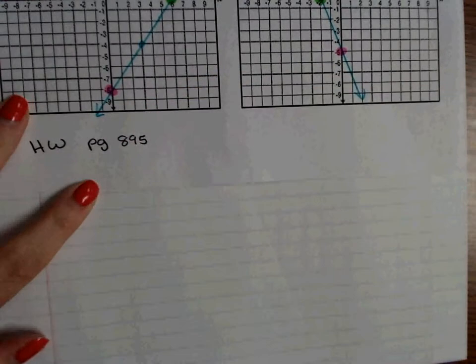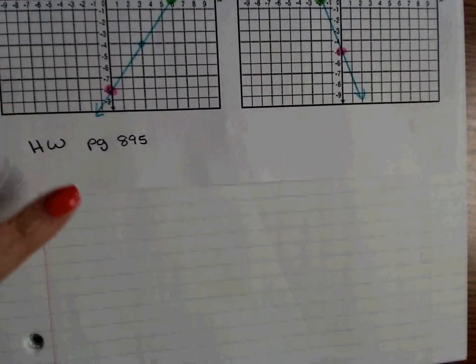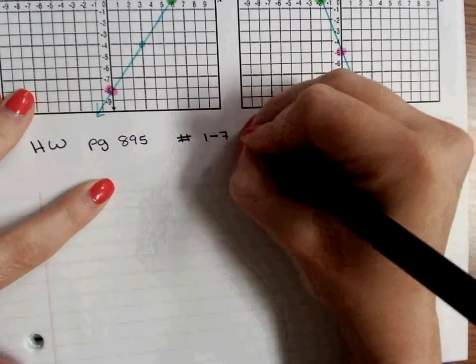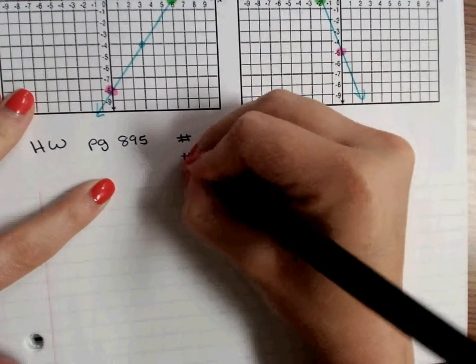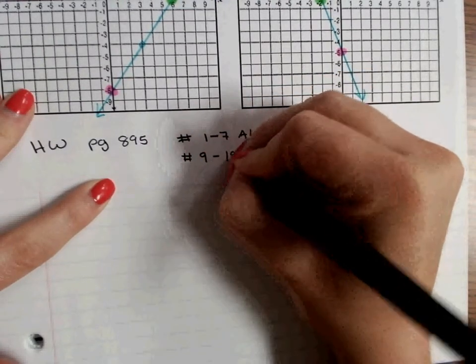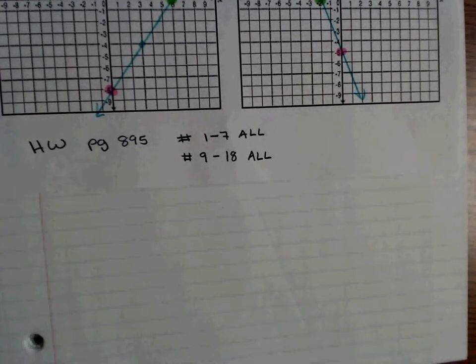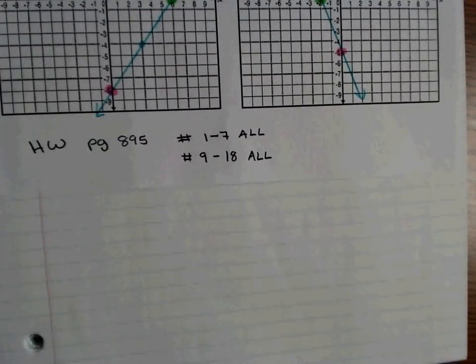So I've already printed out the pages, but I'm letting you know it's on page 895 in the books, but I printed them out for you, so it starts on page 895. You're going to be completing problems 1 through 7 all, and then 9 through 18 all. If it's a graph, make sure you graph stuff. Okay? Make sure you answer every component to the questions that they're asking. But get that written down.